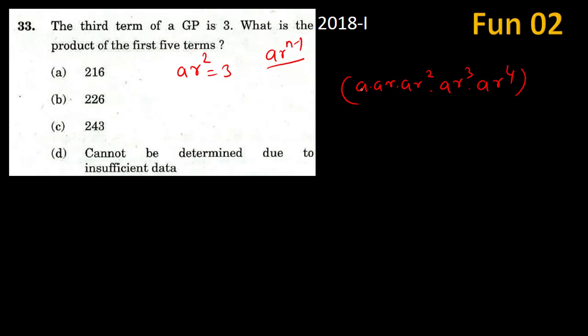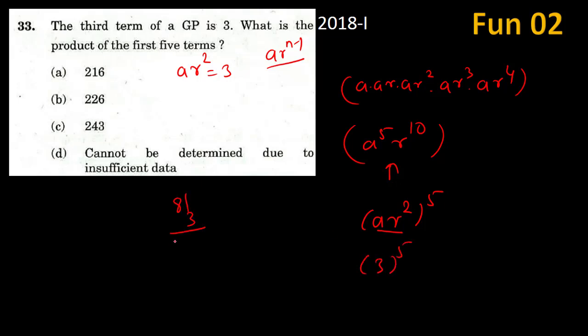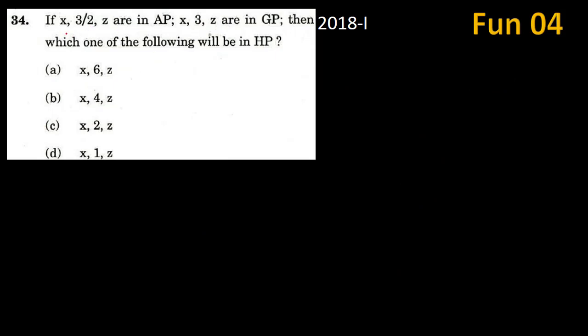How many A's are there? 1, 2, 3, 4, 5. So A to the power 5. How many R's? 1, 2, 3, 4, 5, 6, 7, 8, 9 and 10. So R to the power 10. The simplest form is (AR square) to the power 5. What is AR square? It is nothing but 3. So your answer is 3 raised to power 5, which is 243.